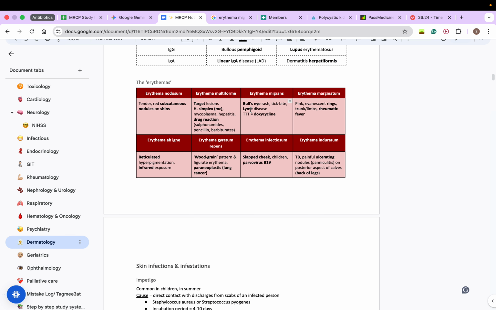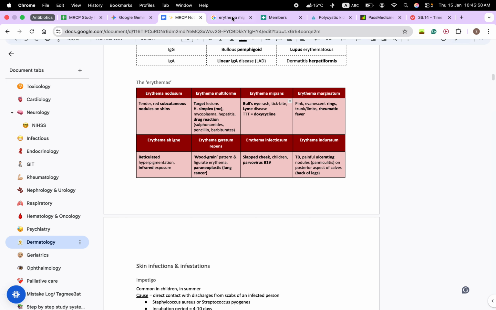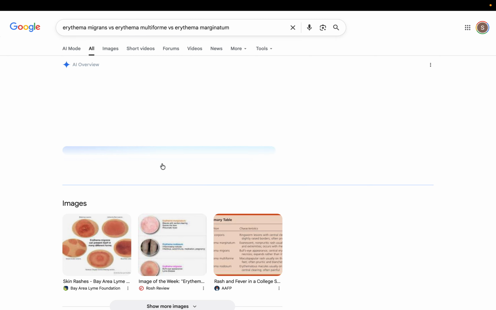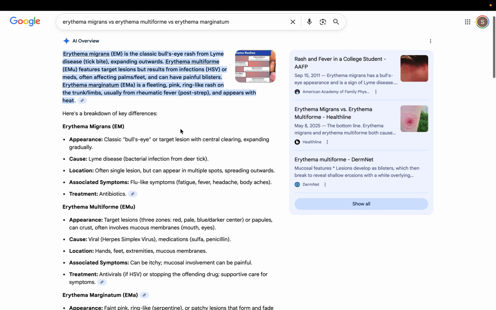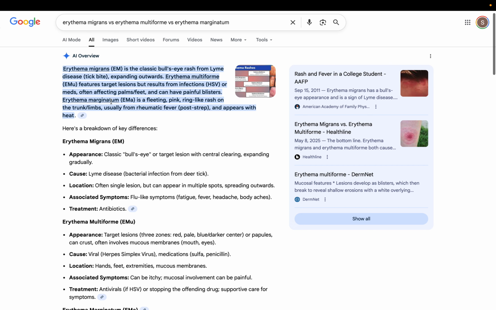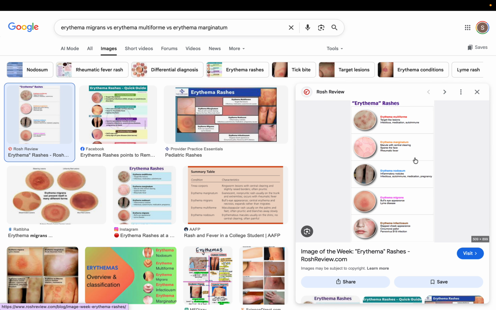Okay. This is caused by Lyme disease. The treatment is doxycycline. Now, erythema marginatum is pink evanescent rings on the trunk and limbs associated with rheumatic fever. So let's also add that. Erythema marginatum is a fleeting pink ring-like rash on the trunk and limbs, usually from rheumatic fever, and appears with heat. So erythema marginatum is a macule with a central clearing. It spares the face.